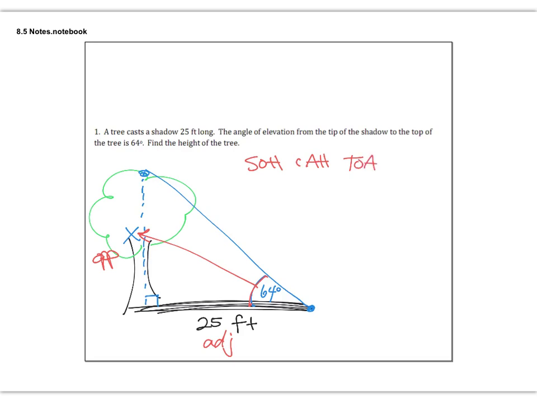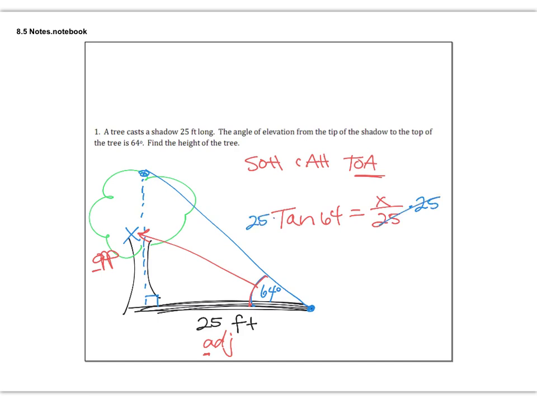You're going to pick the one that has the O and the A. O and A goes with TOA. T stands for tangent. Tangent of 64 degrees equals opposite over adjacent, so x over 25. You know how to solve this. Multiply by whatever's in the denominator. In this case, we're going to multiply by 25.